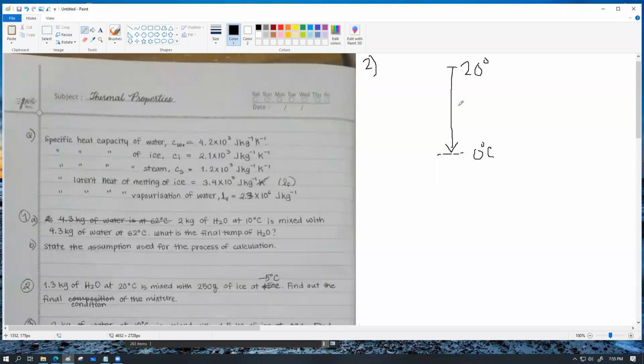In this process, this hot water is going to give out heat. So it's going to give out heat. Let's say I'm going to label this QH, heat coming out of the hot object. Okay.